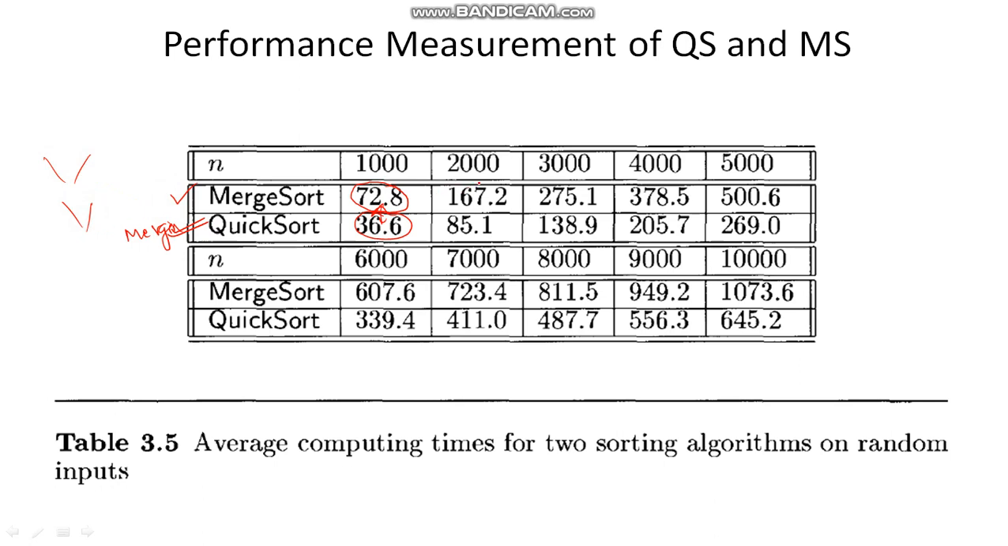So you can see here, quick sort takes nearly half the time as compared to merge sort. Sometimes 75% of the time. So quicksort is better than merge sort, even though the complexity of merge sort is also n log n, and in the best case the complexity of quicksort is also n log n. Still, quicksort is taking less time.